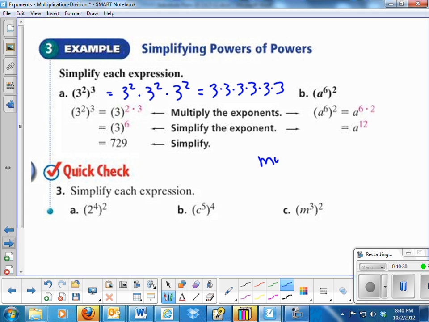So multiply exponents when we have a power to a power.